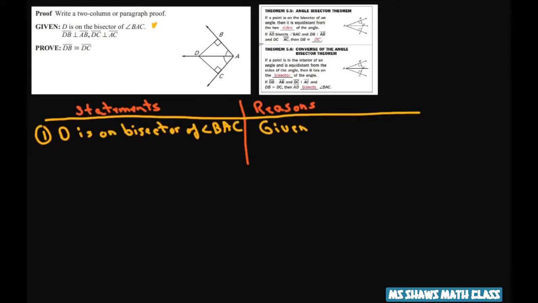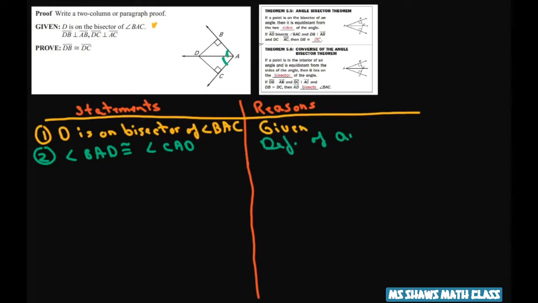All right, so I think I get most of this on here. Let's see. And then for two, we can write that angle BAD is congruent to angle CAD. These two right here. And that's definition of angle bisector.